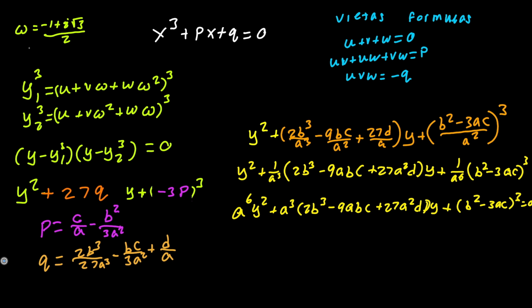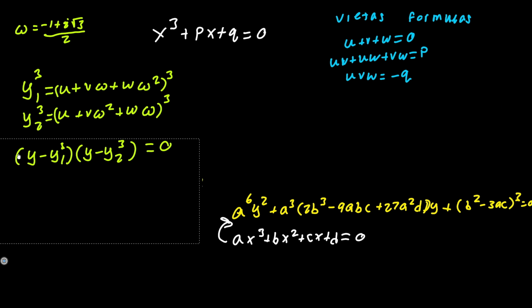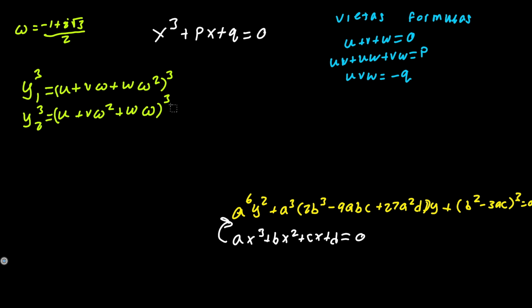So we have our general cubic ax cubed plus bx squared plus cx plus d is equal to 0, and its resolvent is simply this quadratic. So now that we have all that information for our cubic and the resolvent, we can finally just look for the roots independently now.